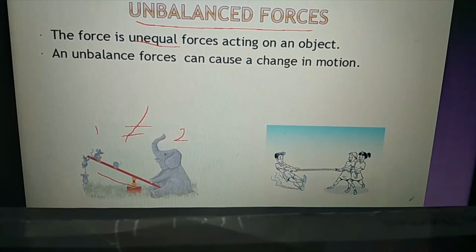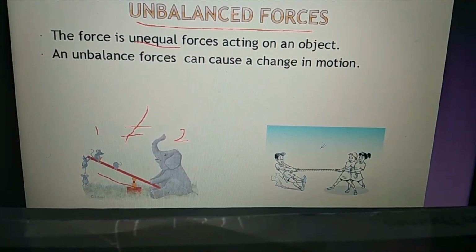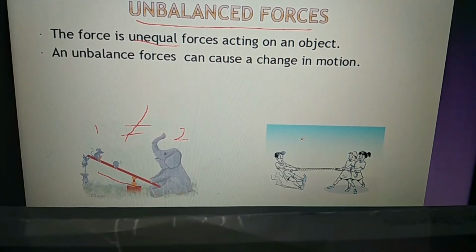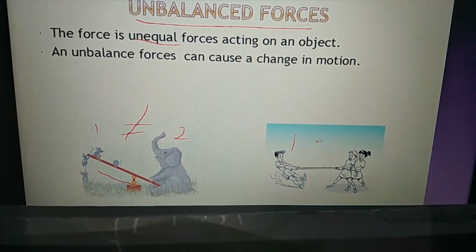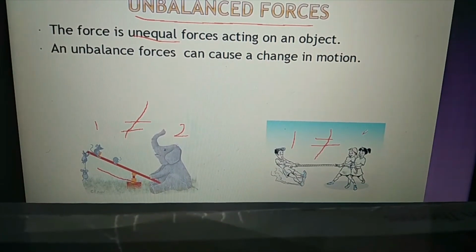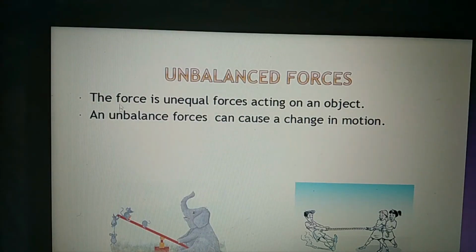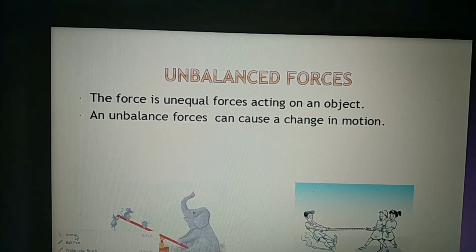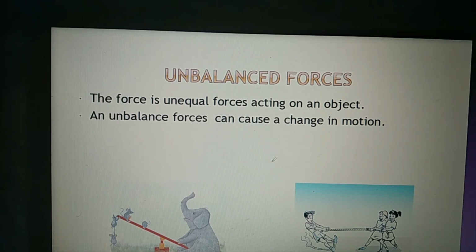You have two people pulling one person. So force 1 is not equal to force 2. We can see that unbalanced force means that the force on one side is not equal to the force on the other side. So we said that unbalanced force can cause a change in motion.